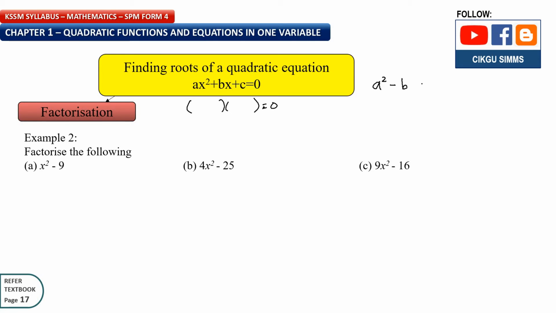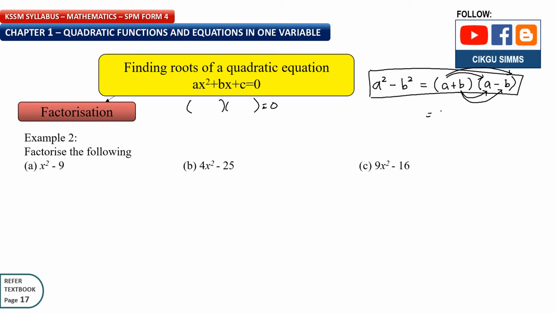a squared minus b squared, and you will get (a plus b)(a minus b). So this is the general formula. You can check: this is actually equal to this. If we check here, we multiply the first term with these two terms, and then we multiply the second term with these two terms.